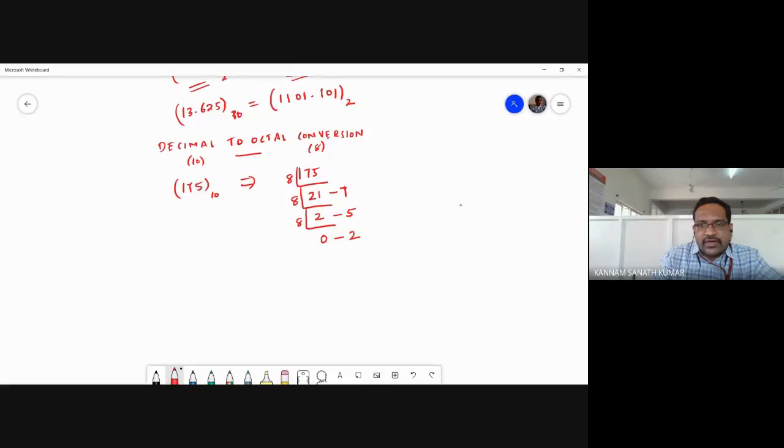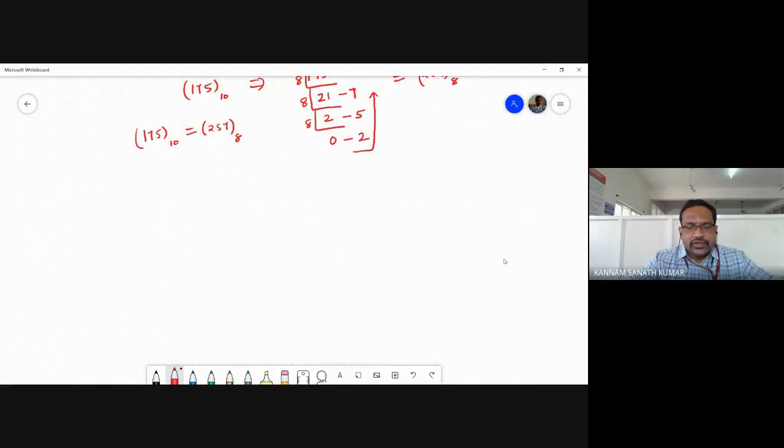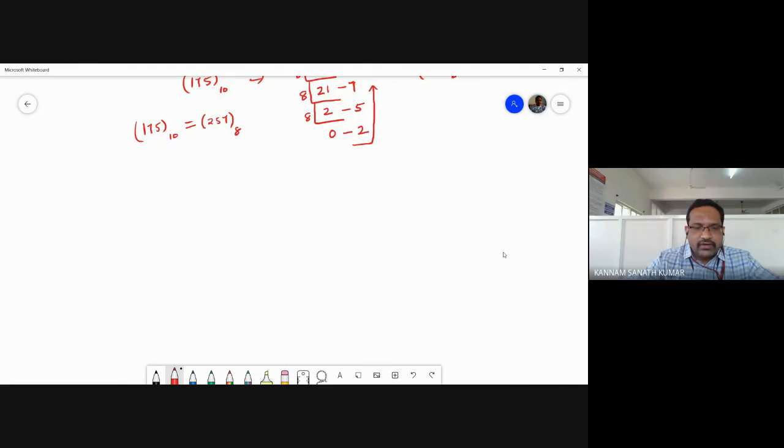So you should take from bottom to top. That means this is equal to 257 to the base 8. So 175 to the base 10 is equivalent to 257 to the base 8. This is how you need to convert the integer value of decimal into octal.